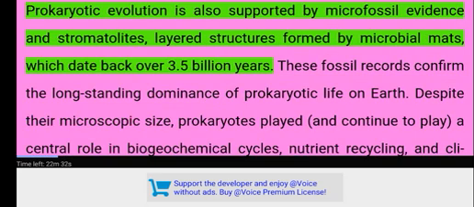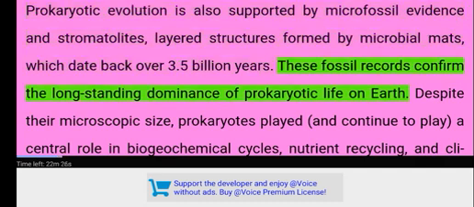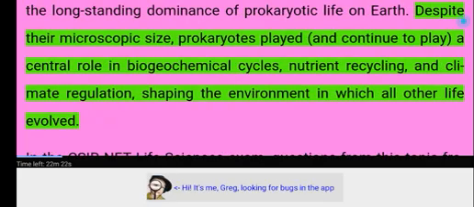Prokaryotic evolution is also supported by microfossil evidence in stromatolites, layered structures formed by microbial mats, which date back over 3.5 billion years. These fossil records confirm the long-standing dominance of prokaryotic life on Earth. Despite their microscopic size, prokaryotes played and continue to play a central role in biogeochemical cycles, nutrient recycling, and climate regulation, shaping the environment in which all other life evolved.